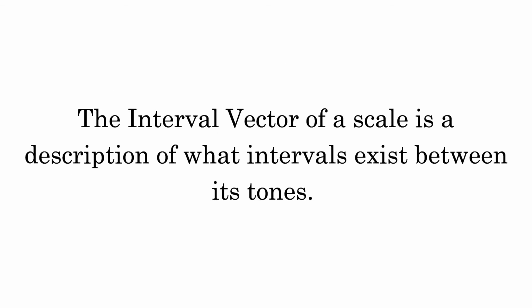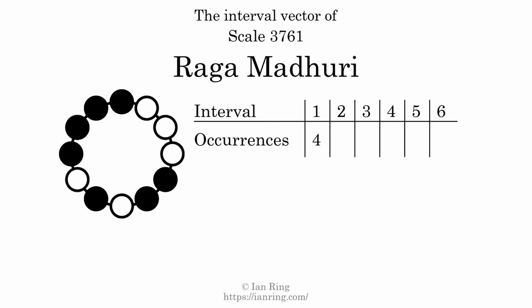The interval vector of a scale is a description of what intervals exist between its tones. There are four intervals with the size of one semitone. They are here, here, here, and here. There are four intervals with the size of two semitones. They are here, here, here, and here. There are three intervals with the size of three semitones. They are here, here, and here.